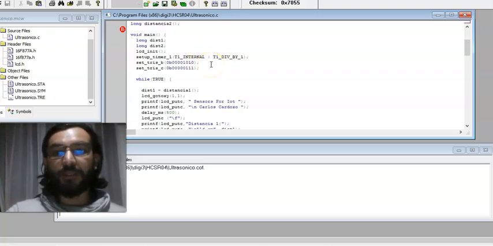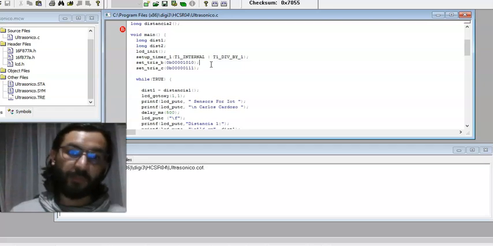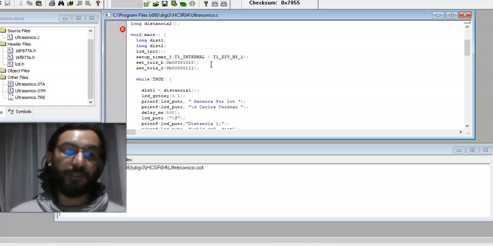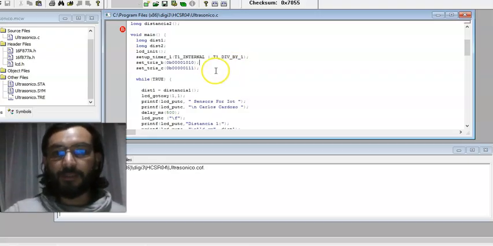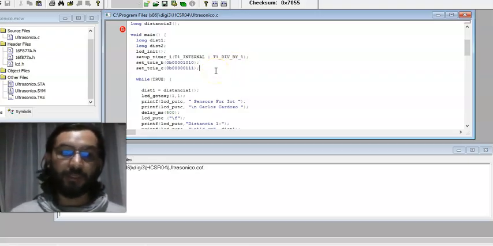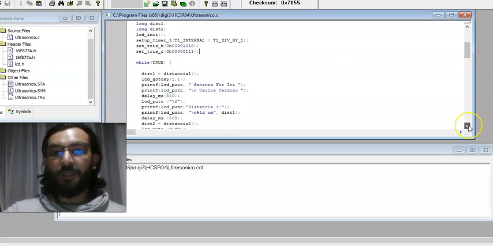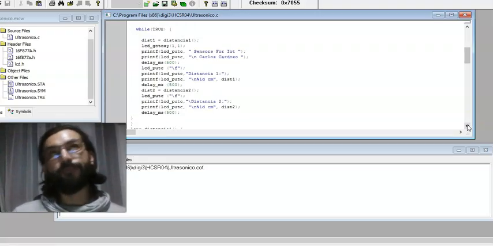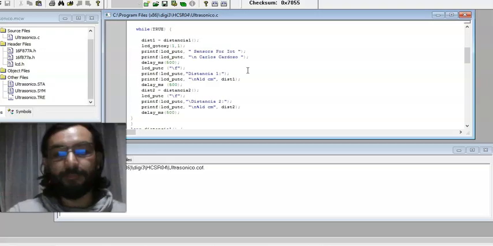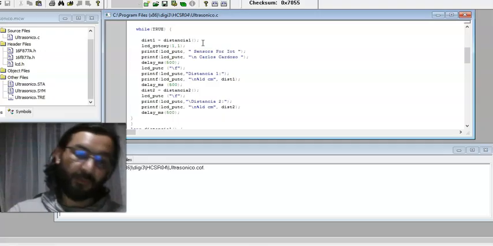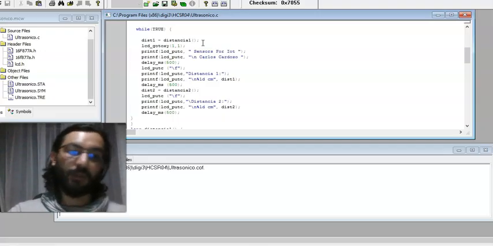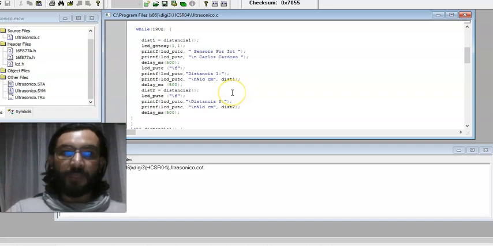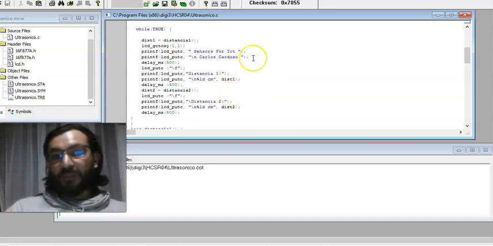Here I use port B for the sensor signals, and port C is used for digital outputs. I define distance one for the first sensor and distance two, obviously, for the second sensor. This is a message to print on the LCD.